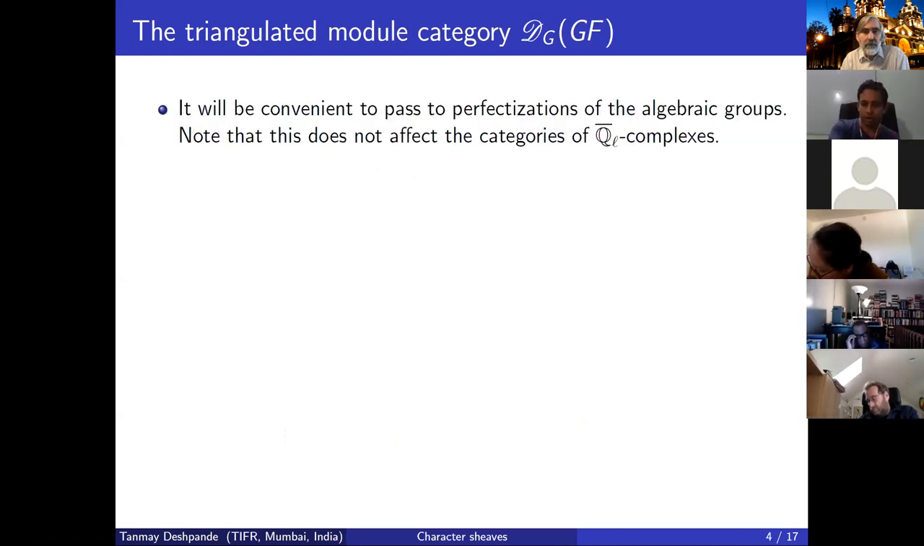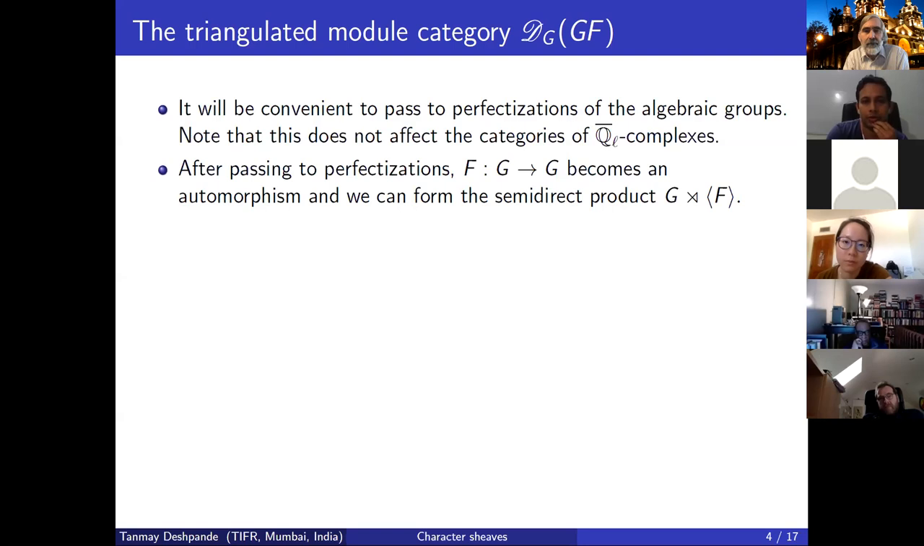Now I'm working with algebraic groups, but it will be convenient for me to pass to the perfectizations. Basically, what this means is that once we pass to perfectizations, maps like Frobenius become invertible. So Frobenius becomes an automorphism. But this doesn't affect the categories of Q_l-bar complexes. So this doesn't affect D_G(G). Even when you pass to the perfectization, D_G(G) for the perfectization is equivalent to D_G(G) of the original algebraic group. By the way, I'll explain in a couple of slides why it's important for me to pass to the perfectization.